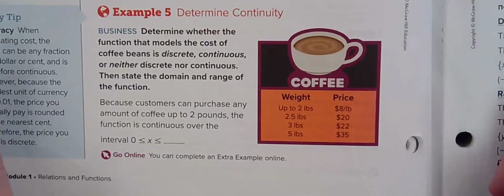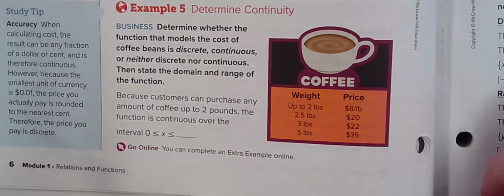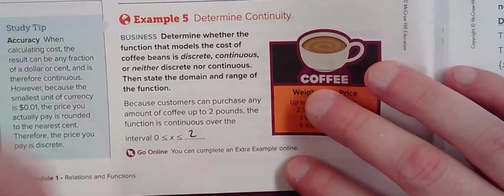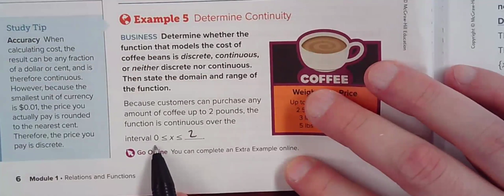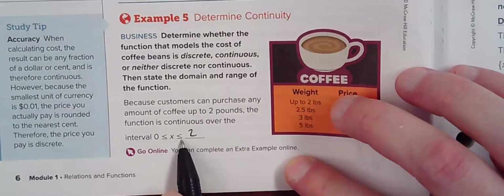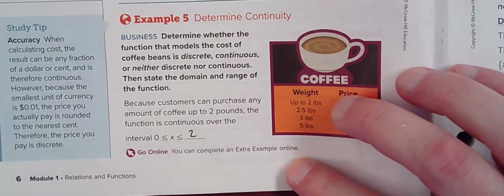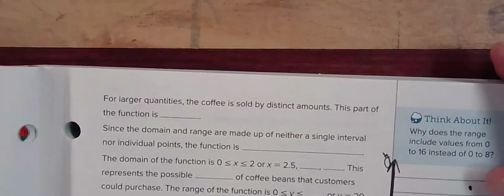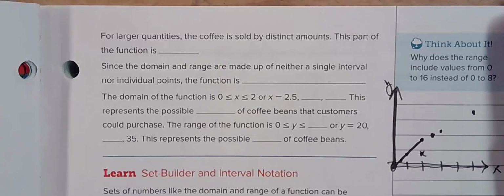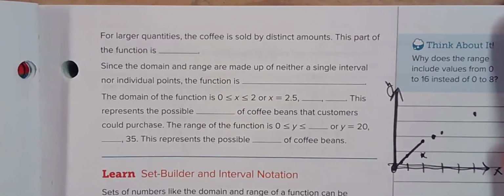Because customers can purchase any amount of coffee up to 2 pounds, the function is continuous over the interval x values between 0 and 2. Including those values as well. You can buy no pounds. Obviously you can choose not to buy anything, and you can buy exactly 2 pounds. So we've got the or equal to underneath. So the x interval, pounds between 0 and 2, is continuous. For larger quantities, top of the next page. For larger quantities, the coffee is sold by distinct amounts. This part of the function is what? If it's distinct amounts, discrete.